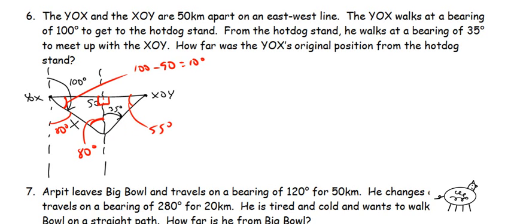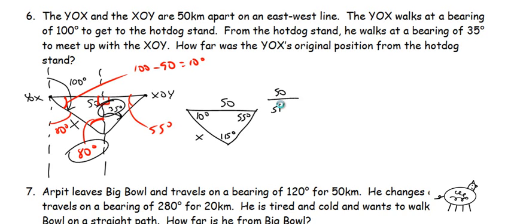Okay, so let's draw a nice bigger version of that triangle. This one is 115 degrees because now I'm adding 80 and 35, so 115 degrees. And of course this is 10 degrees, and we said this was 55 degrees. And this is 50 over here. And we're looking for x. Well, of course we have a ratio, and so we're going to do 50 over sine of 115 degrees is equal to x over sine of 55 degrees.